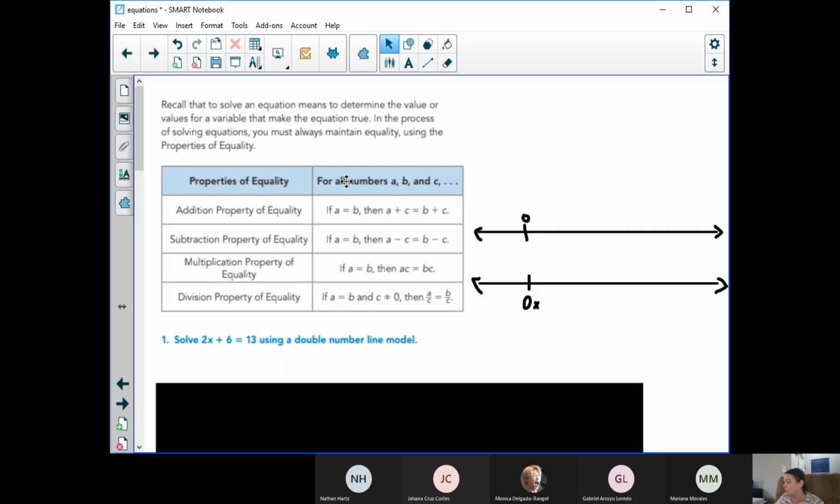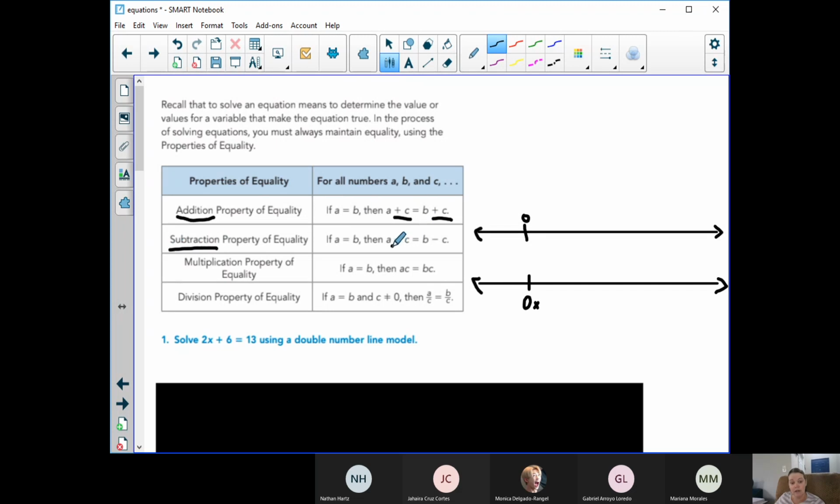Whenever we are solving equations, we have to maintain equality using the properties of equality. There's one for each type of operation. For addition, if we add a number to one side of the equal sign, we have to add that same number to the other side. That's all it means. So if I add 3 to the left side, I have to add 3 to the right side.